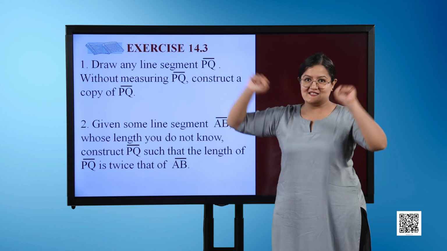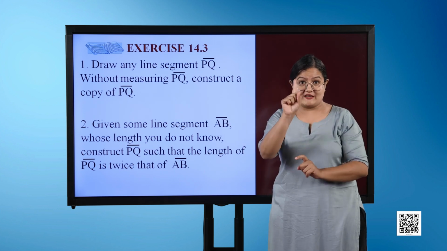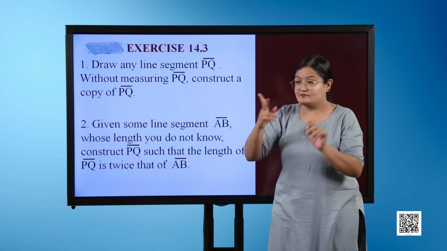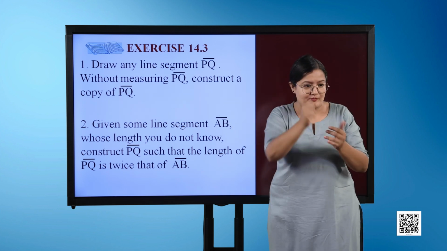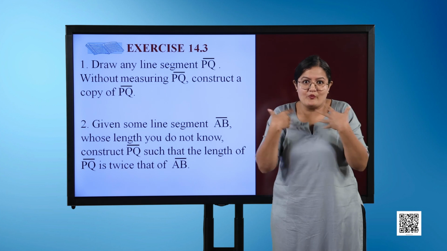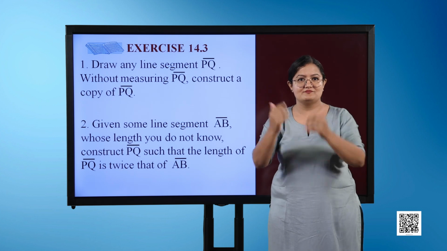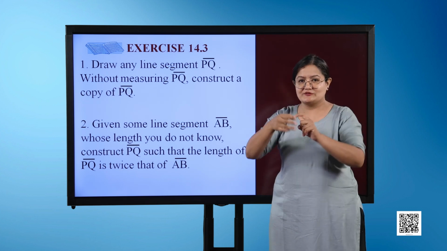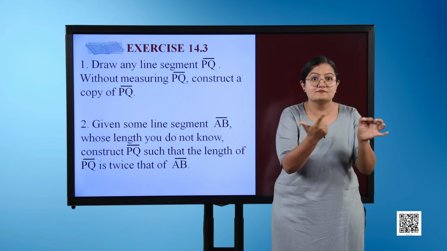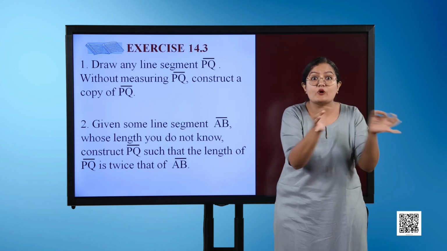Exercise 14.3. 1. Draw any line segment PQ. Without measuring PQ, construct a copy of segment PQ. 2. Given some line segment AB, whose length you do not know, construct line segment PQ such that the length of line segment PQ is twice that of line segment AB.